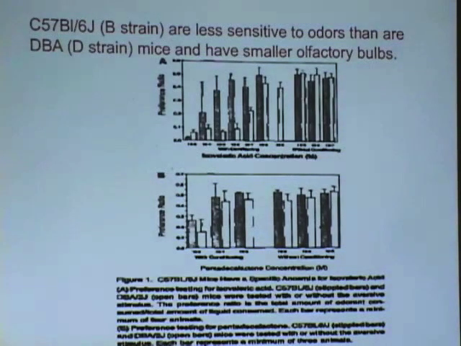And our phenotype of interest is going to be olfactory bulbs. So our C57BL/6J, the B strain, are less sensitive to odors. They can't seem to smell things as well as the DBAs, and they have smaller olfactory bulbs. We already know this, so they're discrepant on the phenotype of interest. That's key. All right?